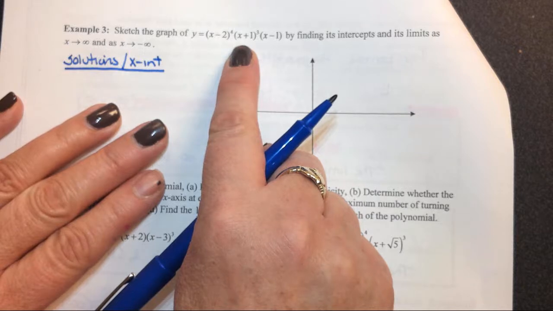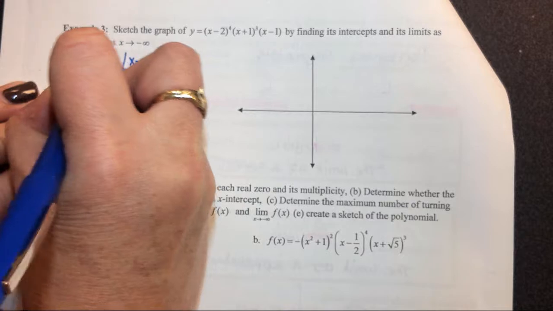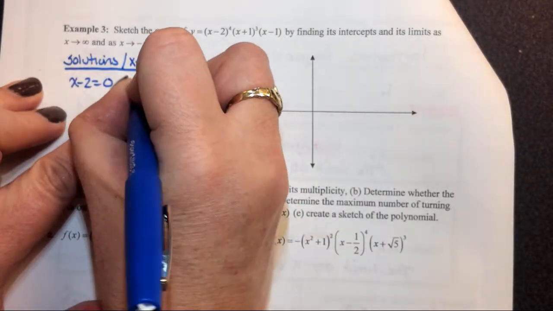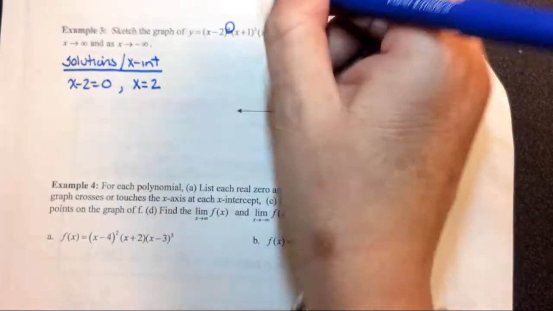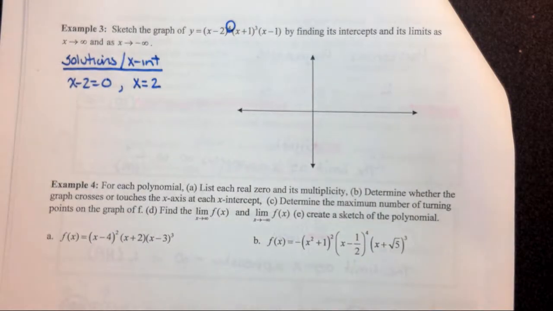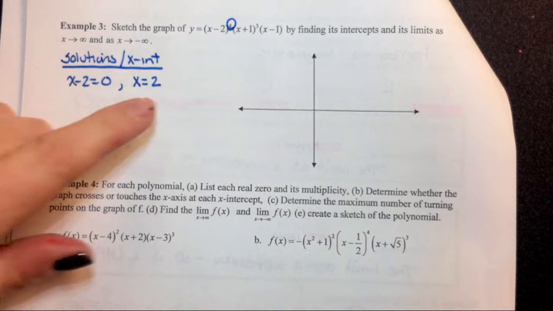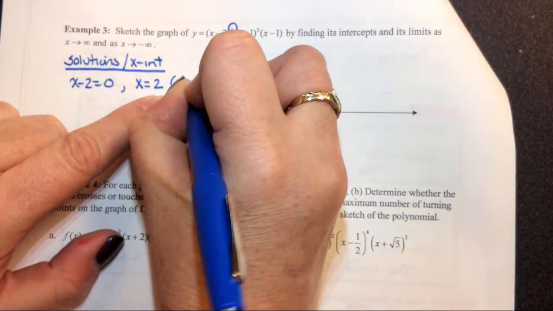You're simply going to do what? Take each factor and set it equal to what? 0. So if x minus 2 equals 0, one of your solutions will be at x equals what? 2. Now this is where you want to know what's happening graphically at 2. Is it crossing or is it touching? Look at the multiplicity. The multiplicity is even. So what's going to happen graphically at 2? It's not going to cross, but it's going to touch.